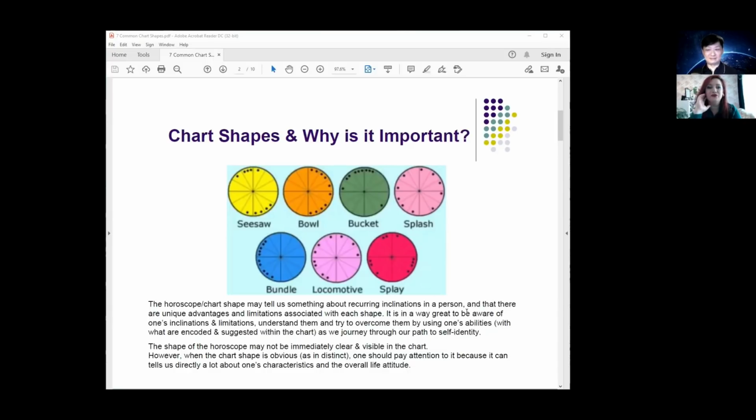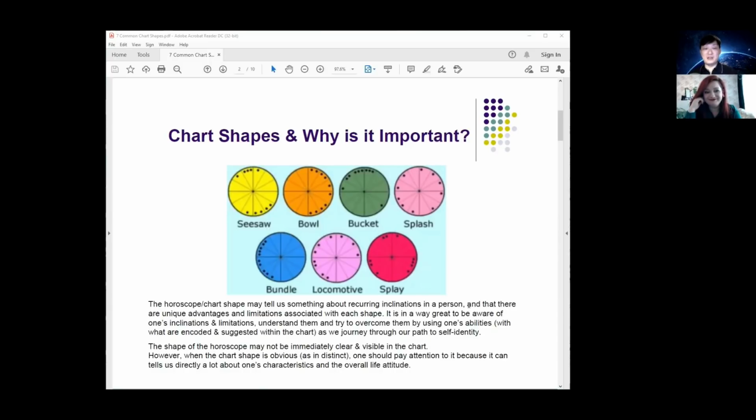Yeah, I have chosen an example for the splash to show that it's not easier just to say, okay, the planets are all over the place and you can say this is a splash. Oh, yeah. I just want to tell the audience that no chart shape is better than another.